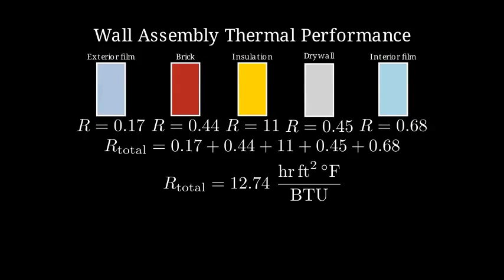Now, the U value is the thermal transmittance, which is 1 divided by the total R value. So U equals 1 divided by 12.74, which is approximately 0.0785, rounding to 0.078 BTU per hour per square foot per degree Fahrenheit.